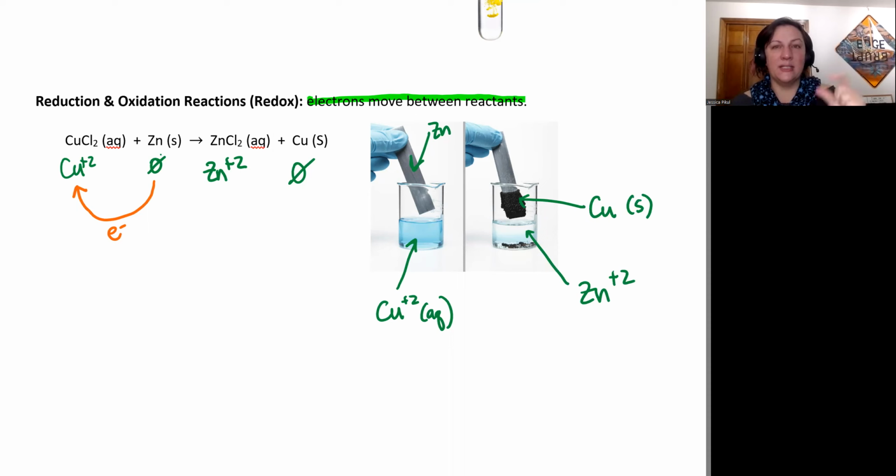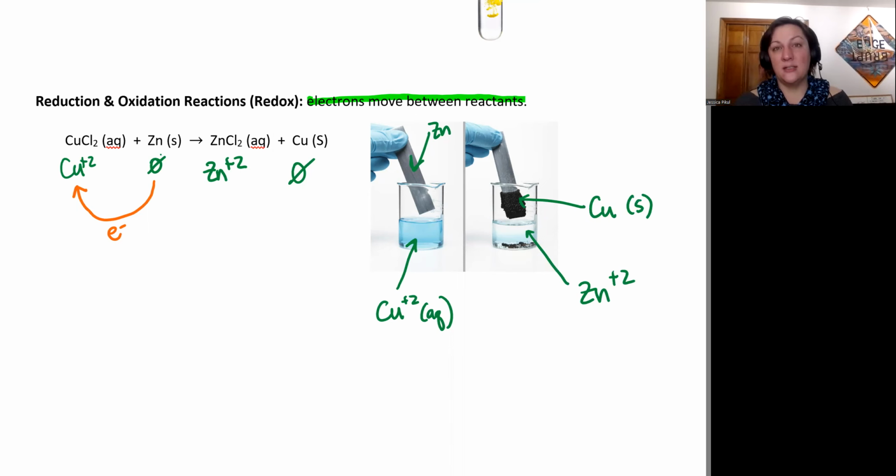And so we can see this solid form. We see the color of the solution change. And all of this is because electrons are going from our zinc to our copper, which I think is a really cool type of chemistry.